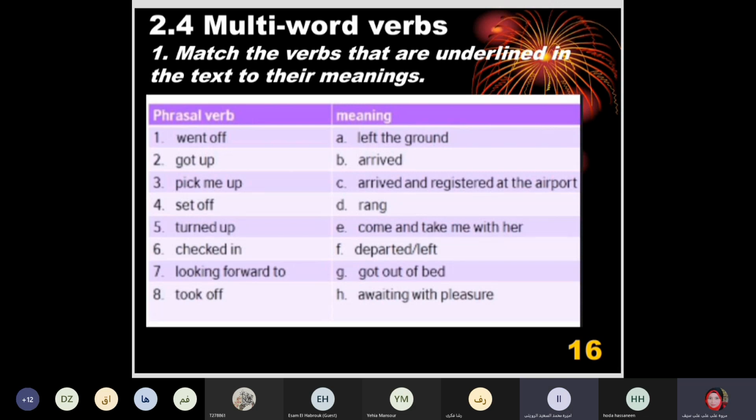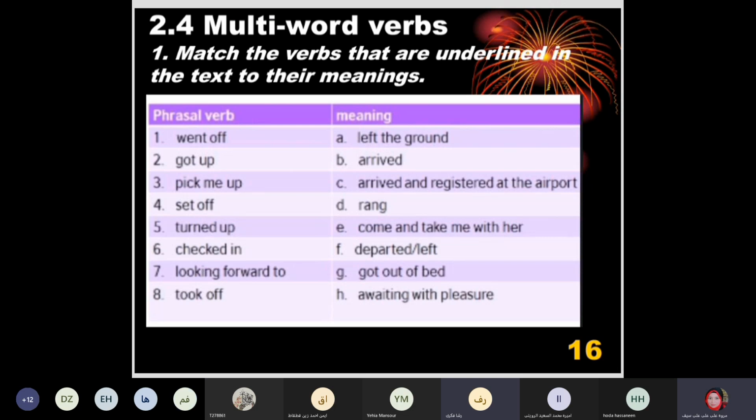Departed or left. Arrived and registered at the airport. Think again. Who is it? Mr. Ayman. Departed or left. Who is speaking? Introduce yourself before you speak.